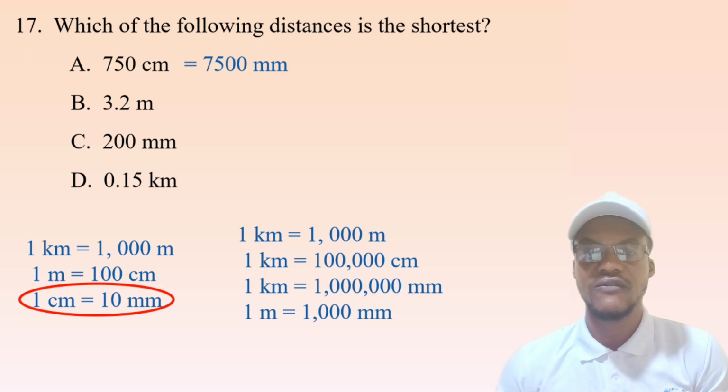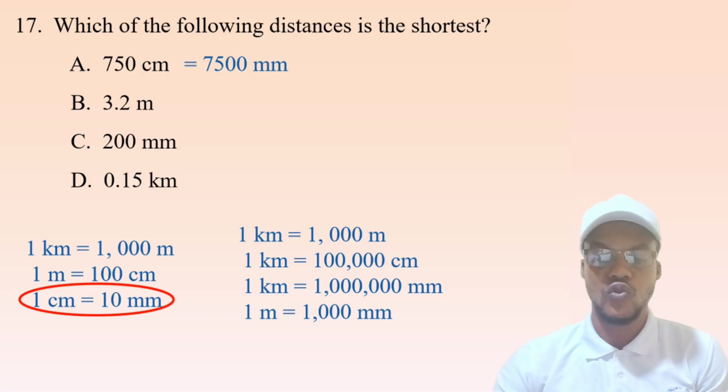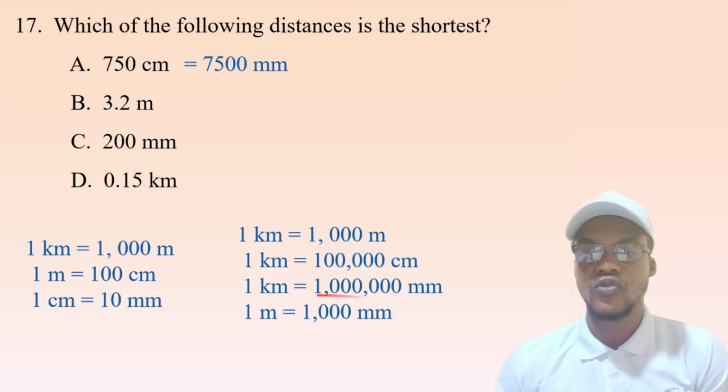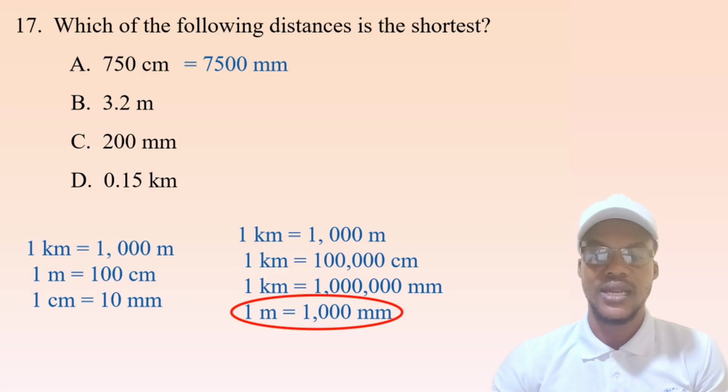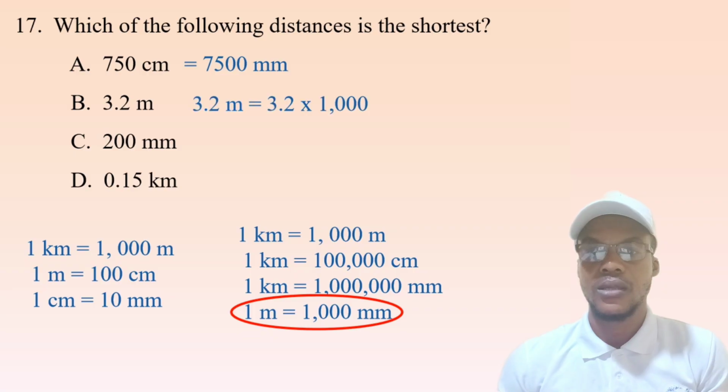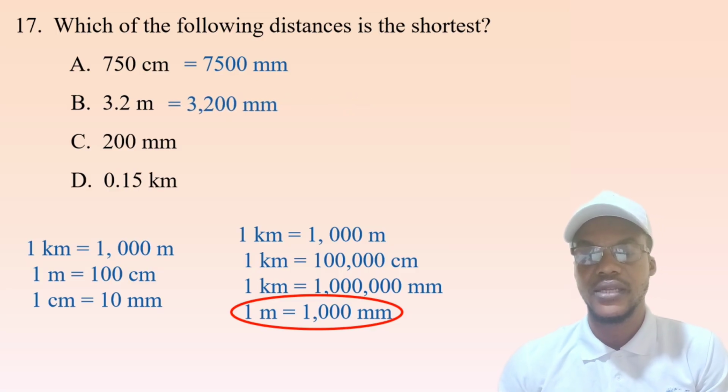Then let's also change from meters to millimeters. And you all know that we also said that 1 meter is equal to 1,000 millimeters. So we also multiply that one, 3.2 by 1,000, and that is going to give us 3,200 millimeters.